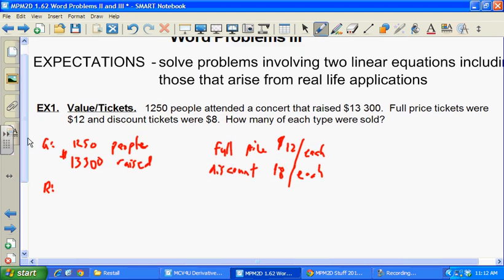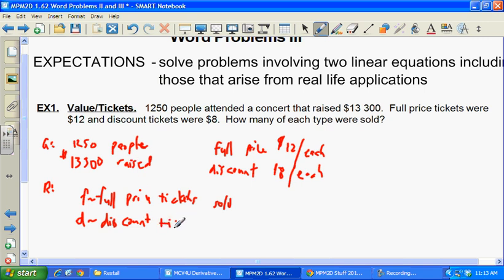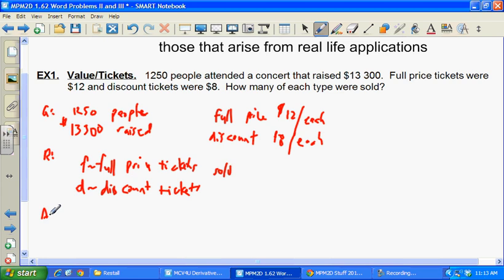So that'll tell us what to set up. So how much of each type were sold? Well, maybe I'll let F be the full price tickets sold. And D for discount. D are discount tickets sold. And somehow I'd like to organize all this information, in the analysis stage, so we get our 2 equations and 2 unknowns.